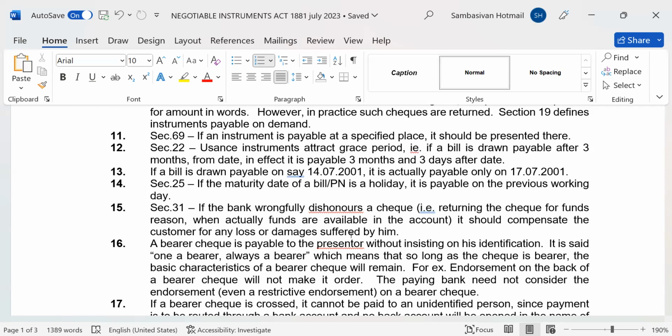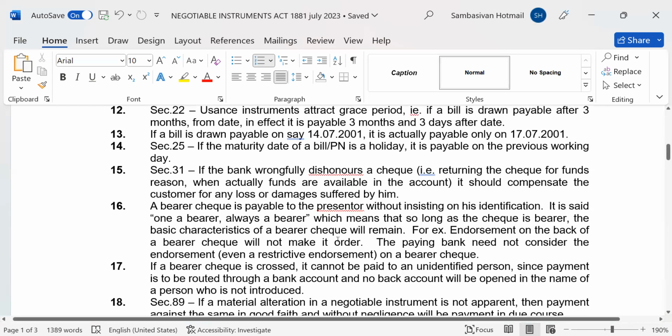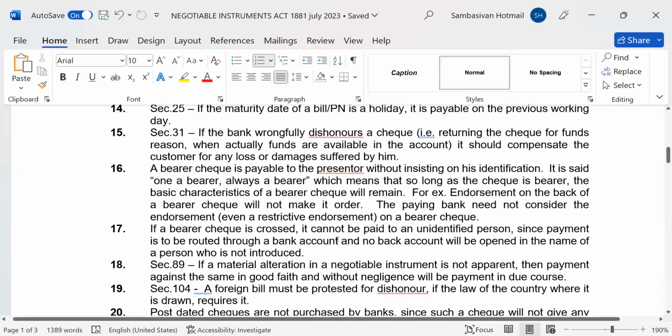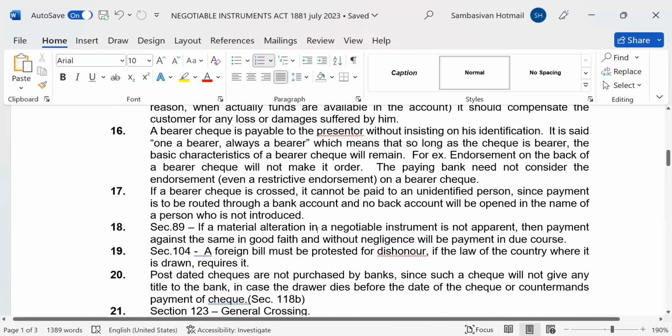Section 25. If the maturity date of a bill or PN is a holiday, it is payable on the previous working day. Section 31. If the bank wrongfully dishonors a check, that is returning the check for funds reason when actually funds are available in the account, it should compensate the customer for any loss or damages suffered by him.